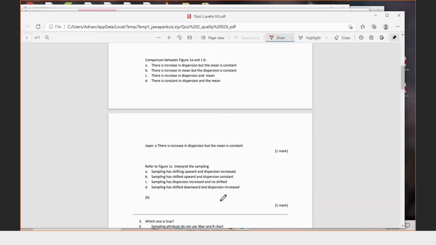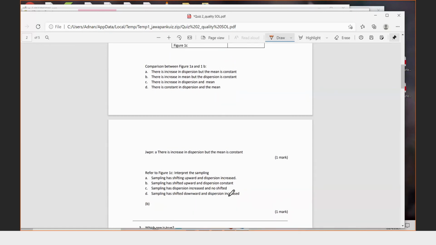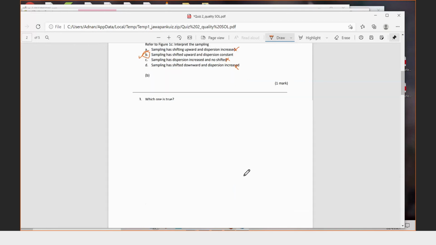Okay, sampling has shifted upward and dispersion increase. No, salah. Sampling has shifted upward and dispersion constant. Okay, jawapan dia B. Okay, sampling has dispersion increase and no shift. Ni salah. Sampling has shifted downward and dispersion increase. Okay, sampling has shifted downward. Okay, ni pun salah. Okay, jawapan dia B. Okay, let me ask you another question here.